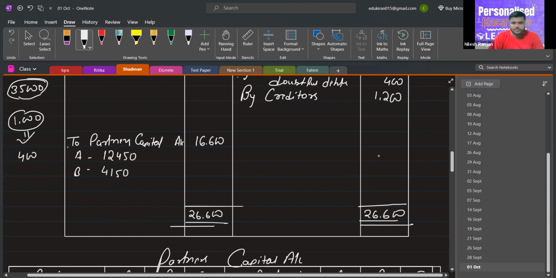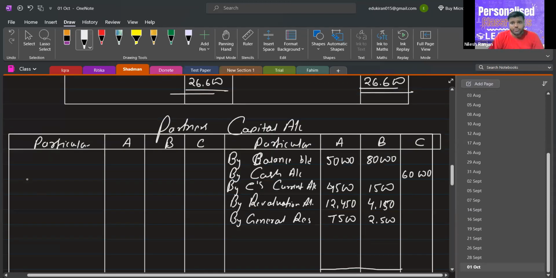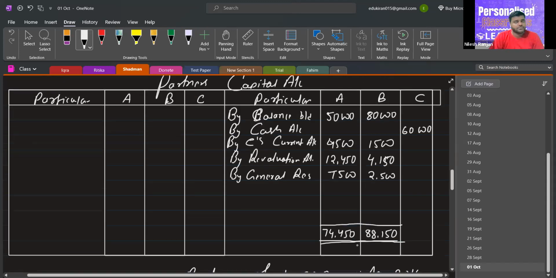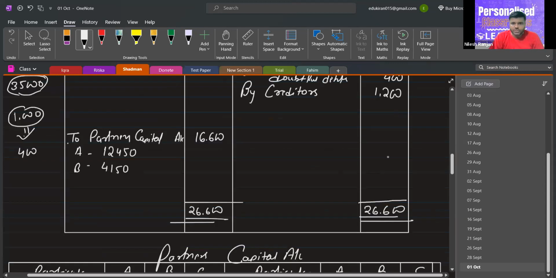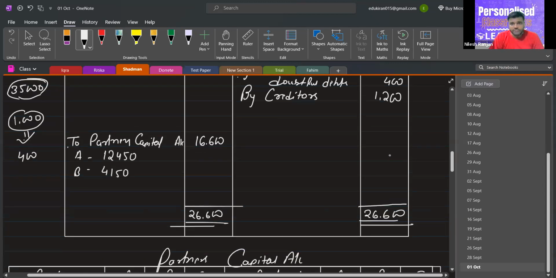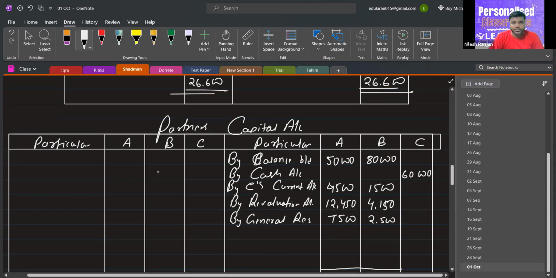Okay, sir. So it will go to the debit side of the capital account. Then it needs to be deducted from this total. If there is a loss of 4,000, then it will be distributed between A and B. It will become 3,000 and 1,000, and it will be written here.